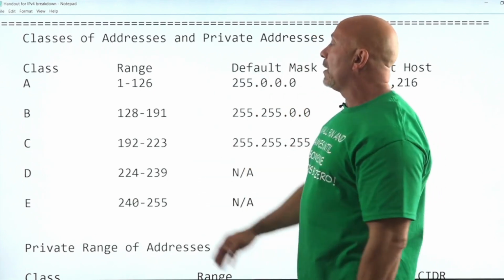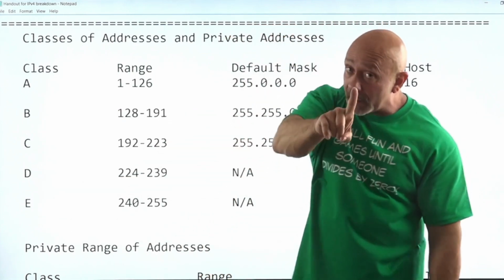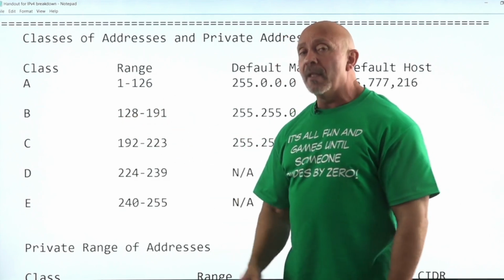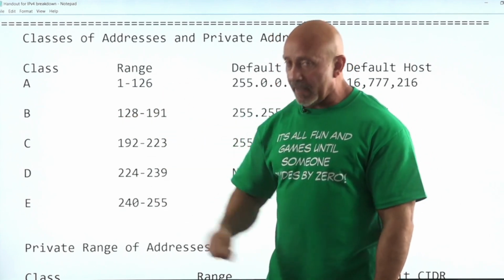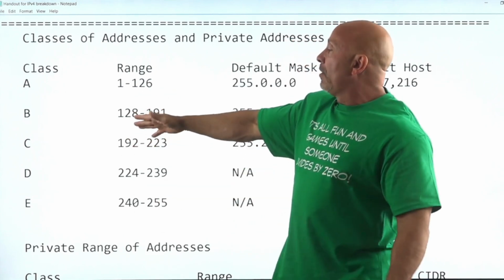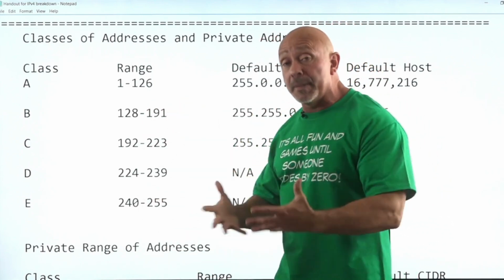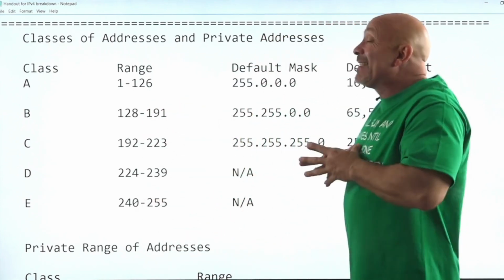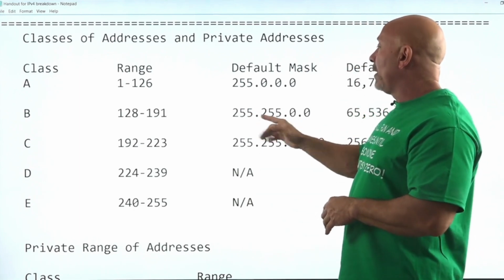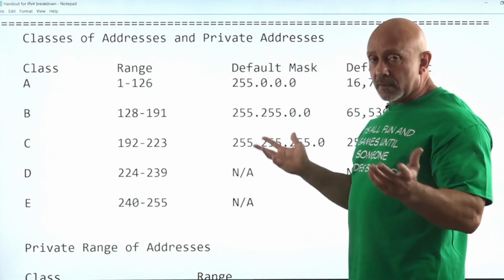Now the next class is B. If in the first octet you see a range of 128 through 191, that makes it a class B address. So if you see a 128, a 130, a 171, a 172, a 190, that's a class B address. Therefore, its default mask will be 255.255.0.0, meaning the first 2 octets are on, and the last 2 octets are off.